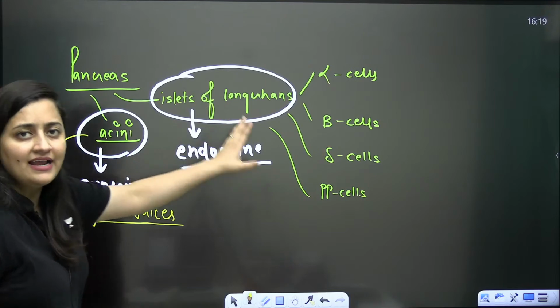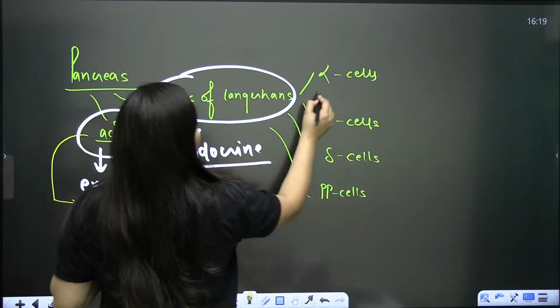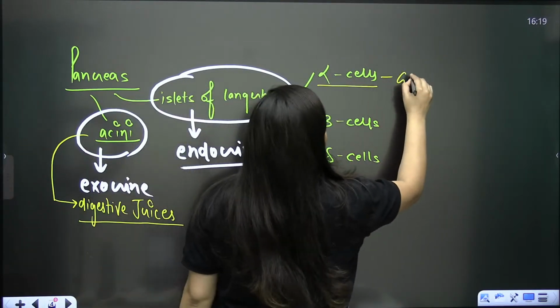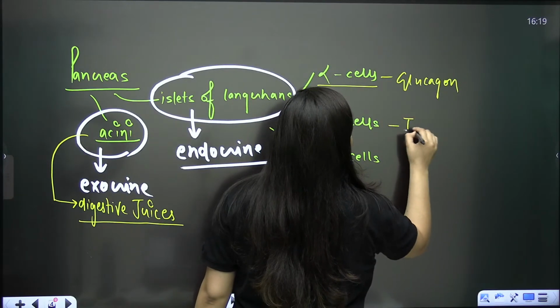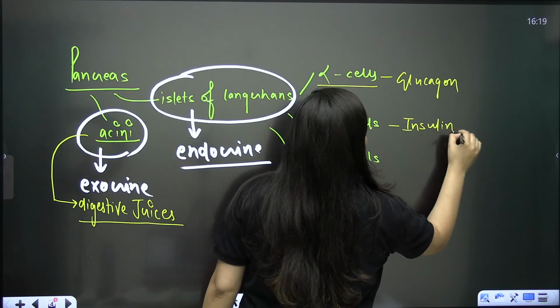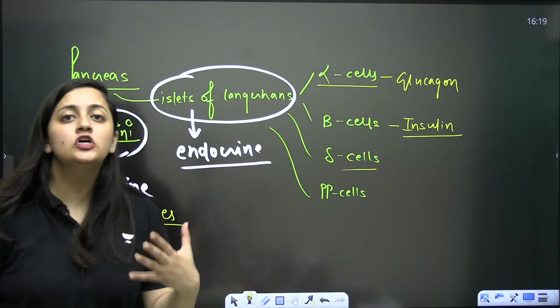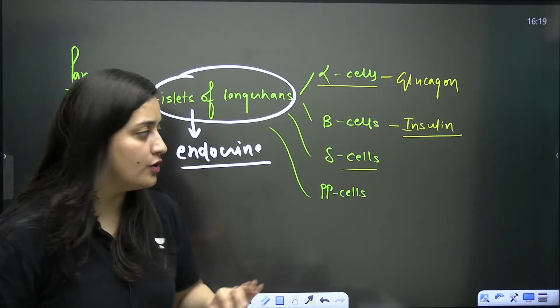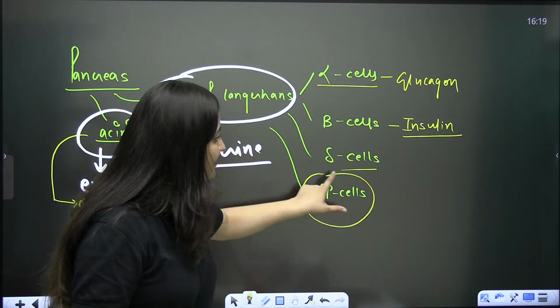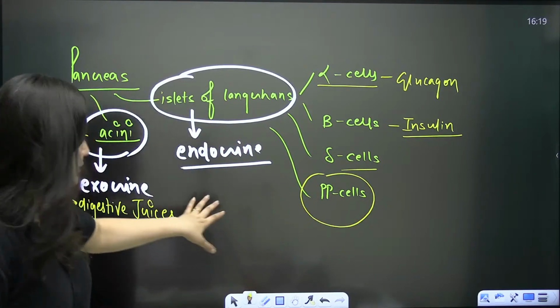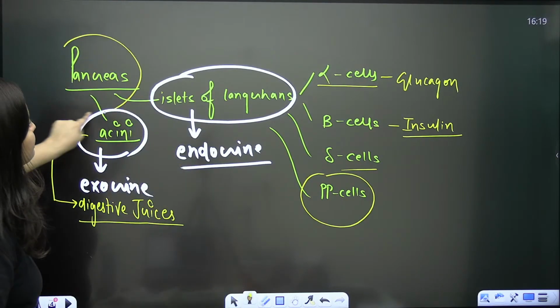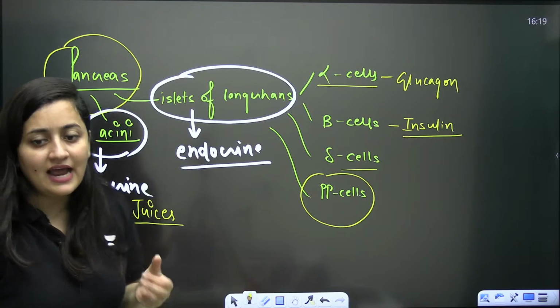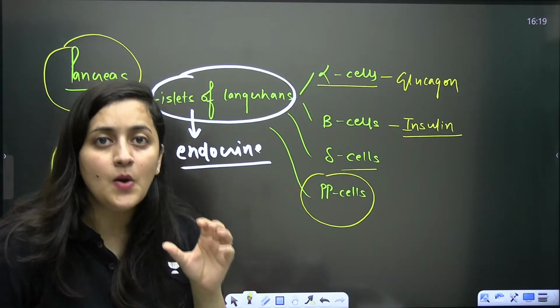And when you talk about the islets of Langerhans, what do they do? Alpha cells will release glucagon, beta cells will release insulin, delta cells will release somatostatin, the growth inhibitory hormone, and pancreatic polypeptide cells will release hormones which inhibit the secretion of the digestive juices. So overall, this pancreas is a heterocrine gland, a composite gland, a mixed gland.